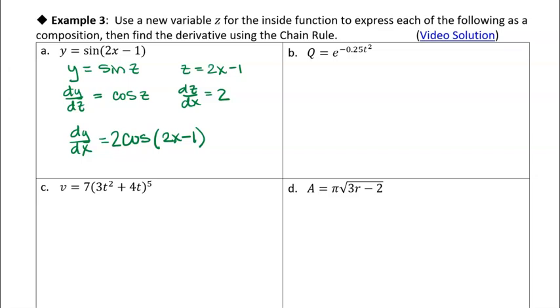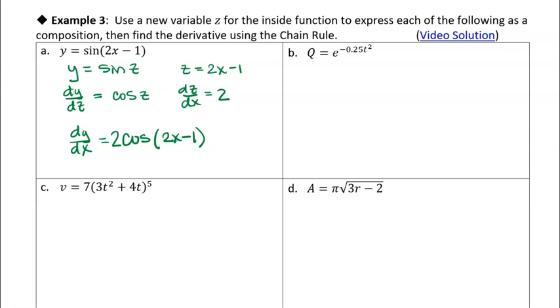That's it. We're just multiplying dy dz times dz dx. The derivative of the outside function, but you leave the inside alone, right? When you write that derivative, it's just cosine of z, and then we take the times the derivative of z, dz dx. Okay. Anyway, let's go on.